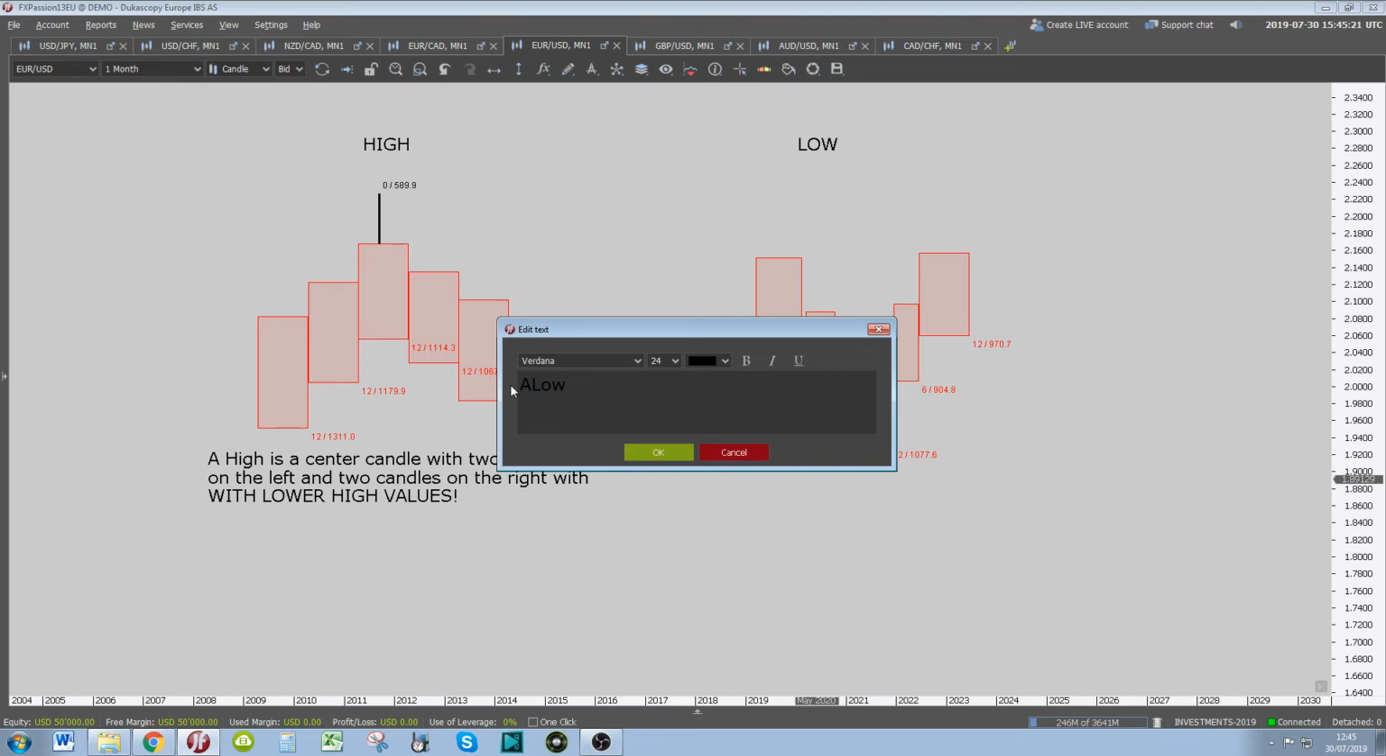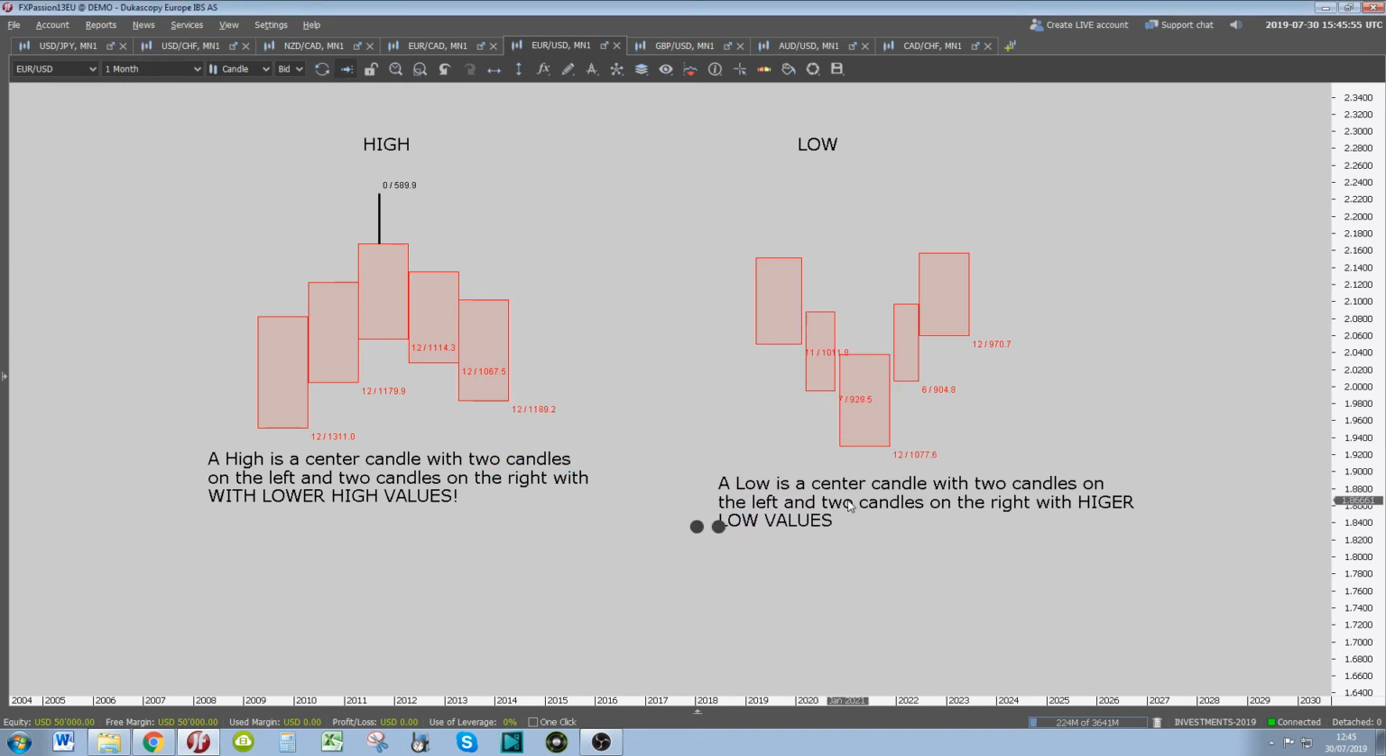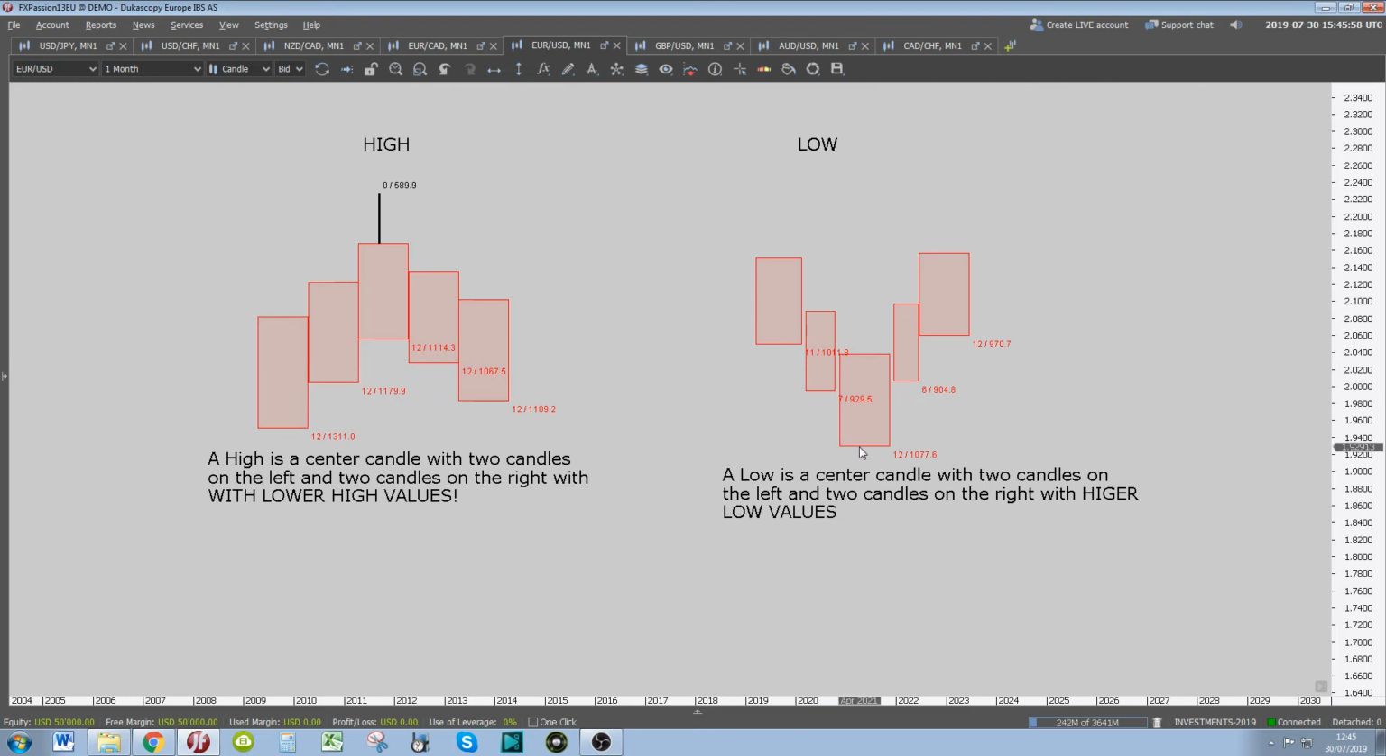A low is a center candle with 2 candles on the left and 2 candles on the right, with higher low values. Okay, a low is a center candle with 2 candles on the left and 2 candles on the right, with higher low values.